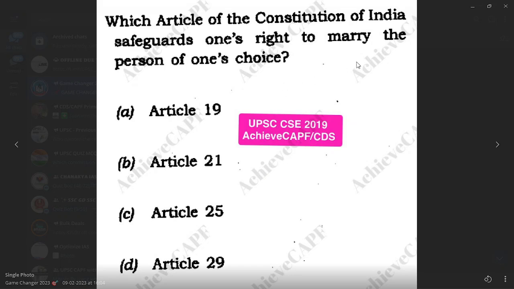Which article of the Constitution of India safeguards one's right to marry the persons of one's choice?